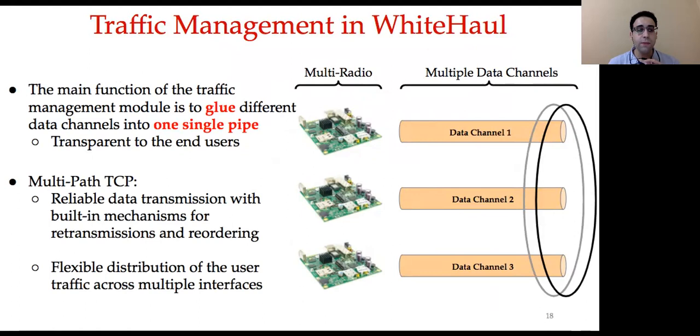Multipath TCP has major advantages over all other approaches. First, it has a built-in mechanism for retransmission and reordering, which are very much required when the interfaces are heterogeneous, such as in our scenarios. Second, multipath TCP can be flexibly adapted to distribute the traffic across multiple interfaces.